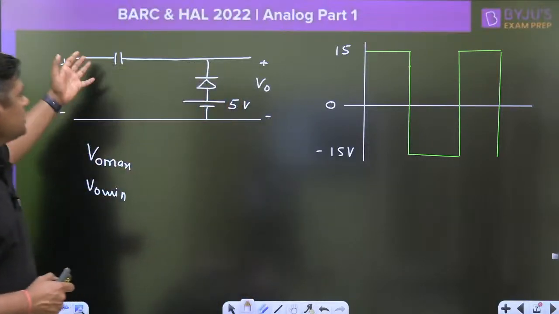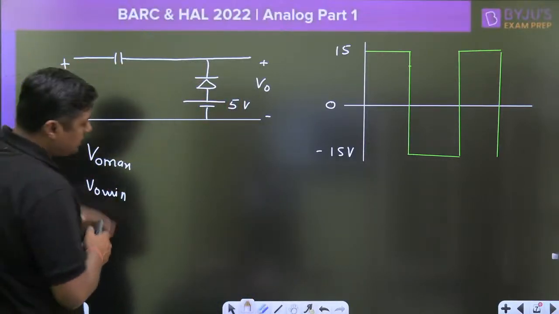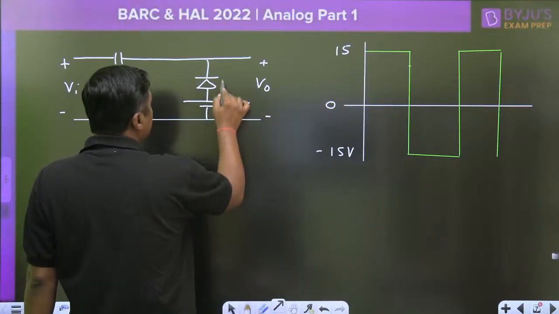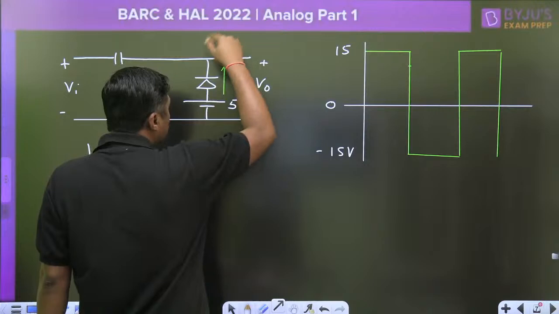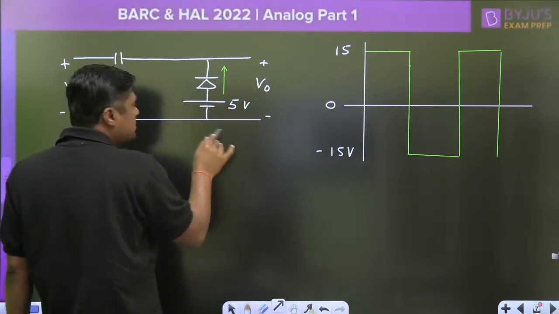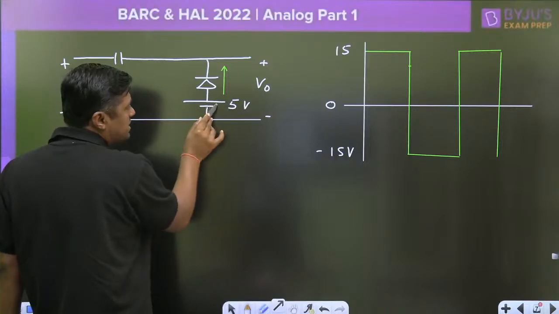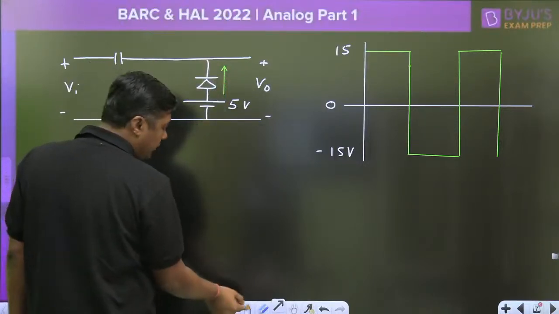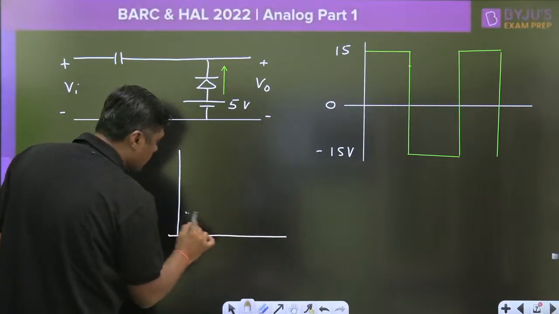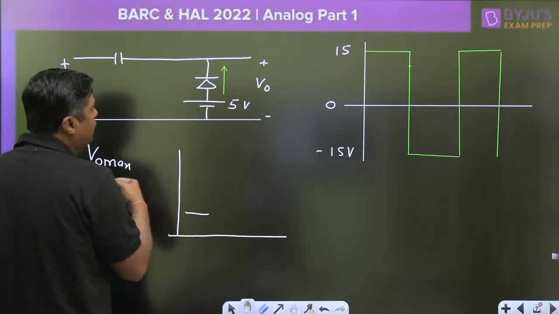So for example, this is a diode, right? Watch this diode. Very easy to remember this. If this arrow is upward, then it is a positive clamper. It is a positive clamper, and the lowest level is what? 5 volt. This is the base. The lowest level is 5 volt. So what is the lowest value? 5 volt. Always remember, this is the lowest level, 5 volt.